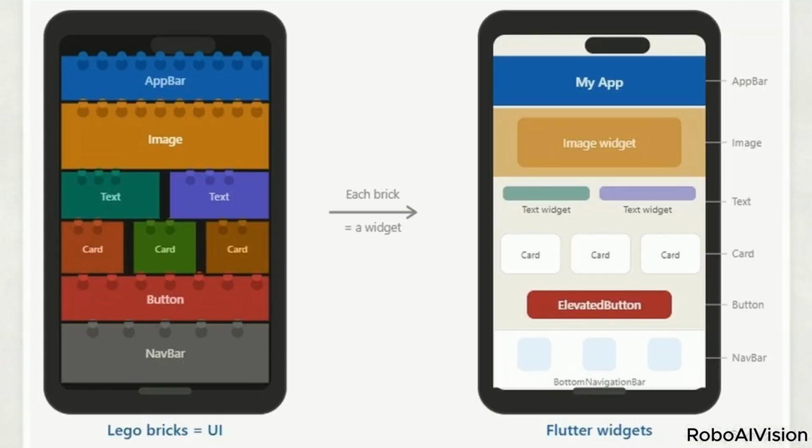Flutter provides the physical building blocks of your app. It gives you a box of high-quality, pre-made digital Lego bricks, like buttons, text boxes, and navigation bars. Your job is simply to pick the bricks and snap them together to design your screen.